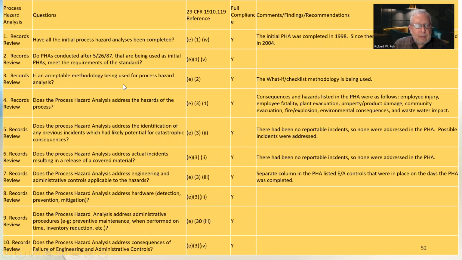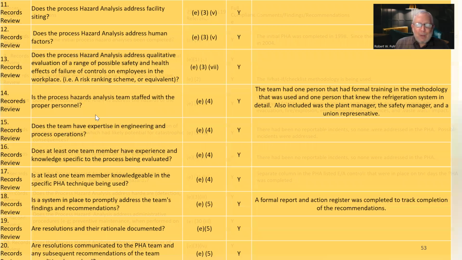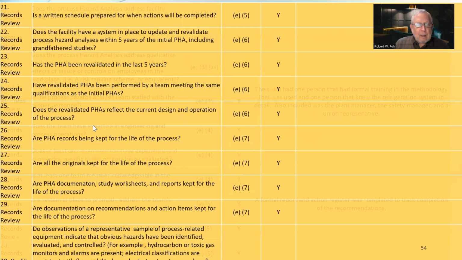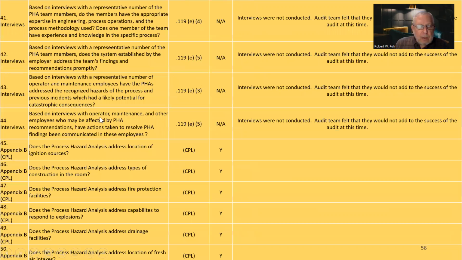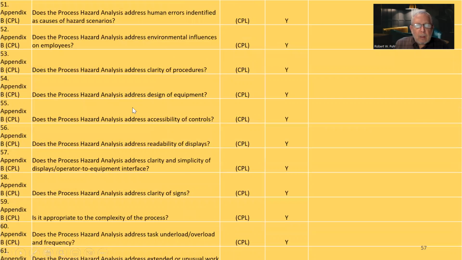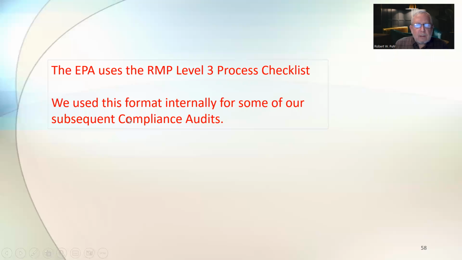Does the process hazard analysis address the hazards of the process? Now they're actually auditing the process hazard analysis we just talked about. So is an acceptable methodology being used for process hazard analysis? What if checklist methodology is being used? Okay. So the compliance audit is making sure you're compliant with the PHAs. This is the one that's based on OSHA, and it goes right down through the whole 119.E all the way through process hazard analysis.